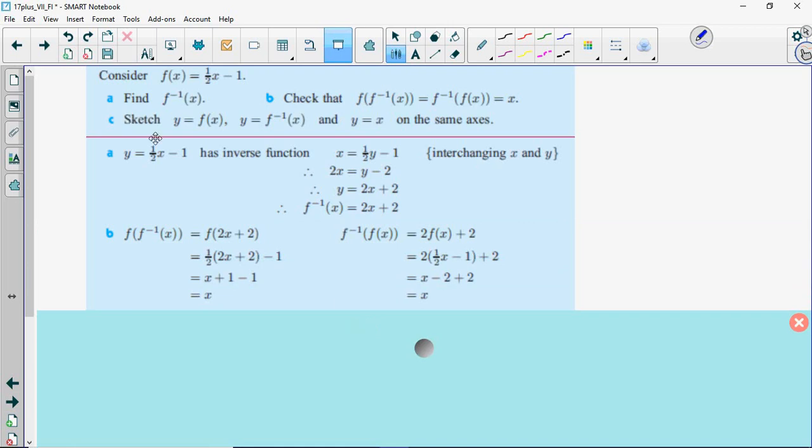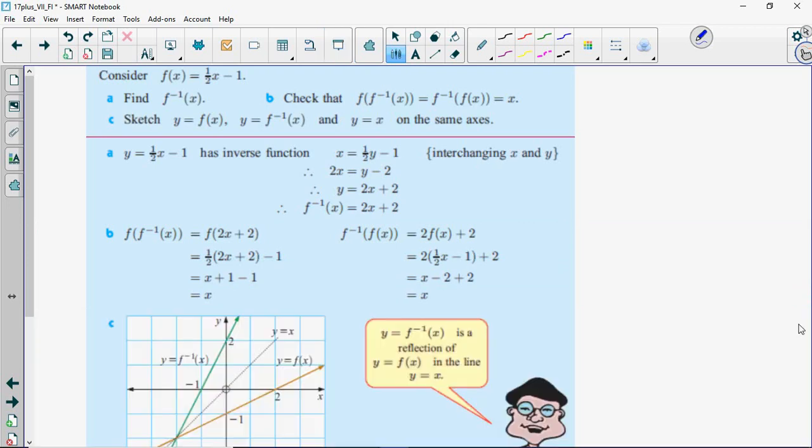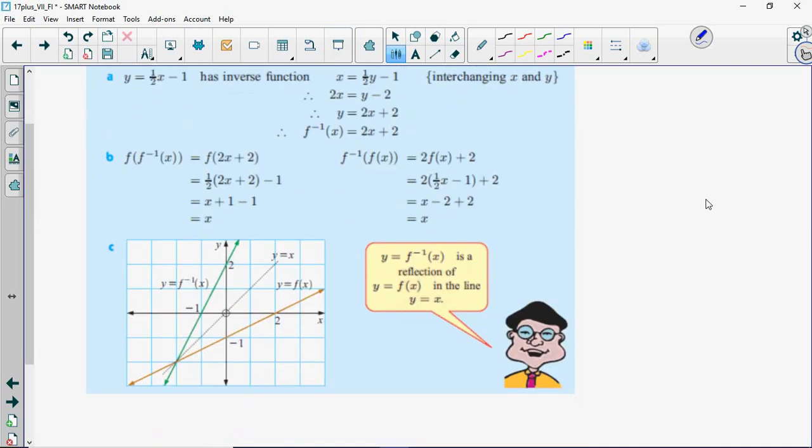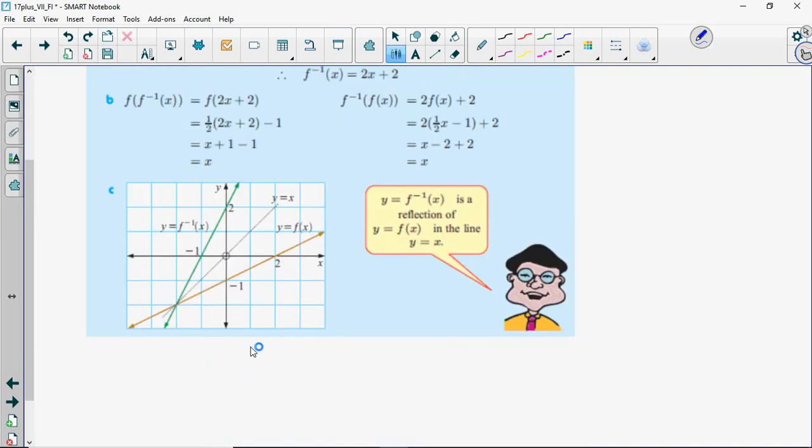Letter C. So we want to sketch both of these on the same axes. Okay, these are both lines, so we should be able to sketch them both easily enough. But what do we notice here? When we look at the picture of both those lines together, we notice that one is the reflection of the other over the line y equals x. We said earlier that was always going to be the case for inverse functions.